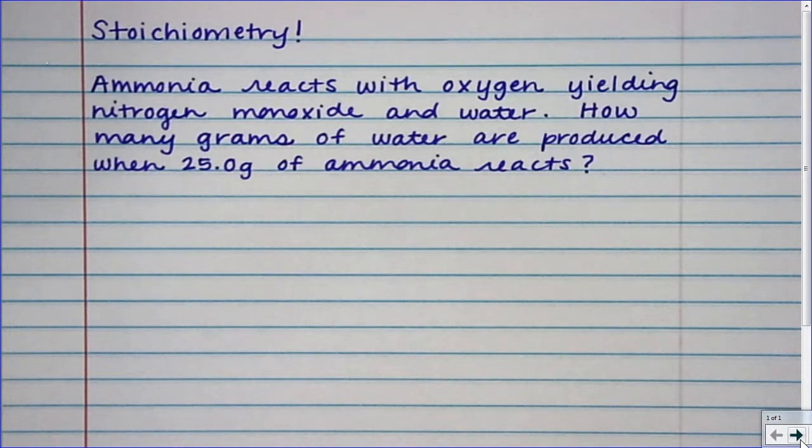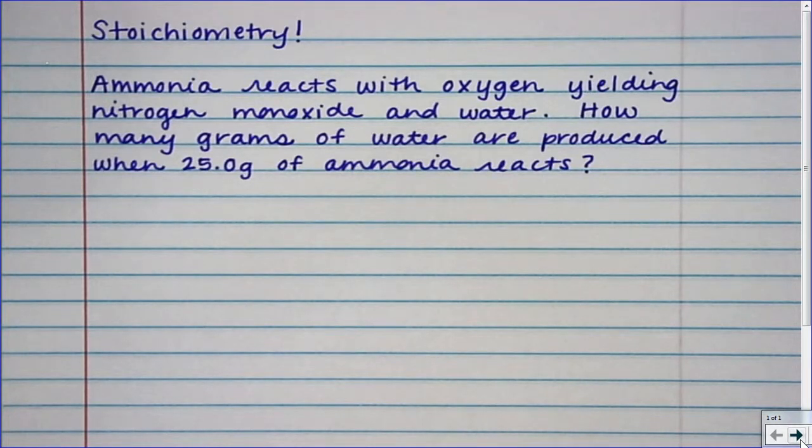And then you're going to work into the actual stoichiometry part. The big thing here is that you always need a balanced chemical equation, and I will tell you why once we write down our balanced chemical equation. So here we go. Our problem states: ammonia reacts with oxygen, yielding nitrogen monoxide and water. How many grams of water are produced when 25.0 grams of ammonia reacts?